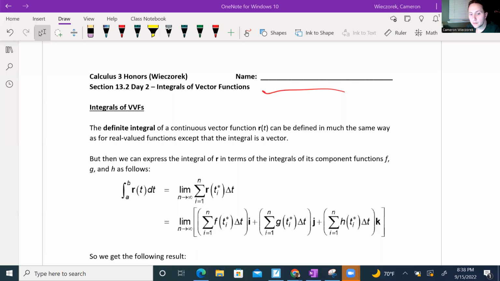All right, so I have a video for section 13.2, day 2. We're going to take a look at integrating vector valued functions.